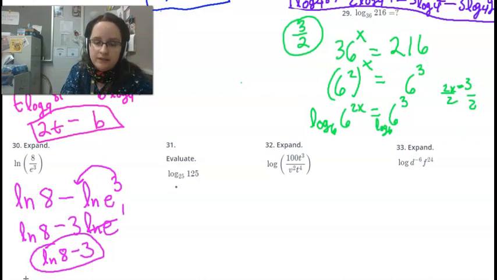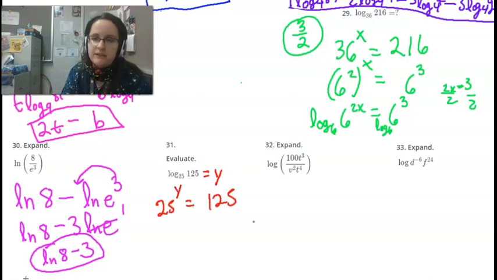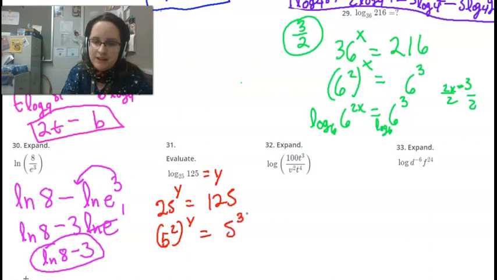Number 31, evaluate log base 25 of 125. It's a lot like number 29. So we could rewrite that. We'll say that this equals y. So that's the same thing as saying 25 to some y power equals 125. These are both multi-powered bases. 25 is a perfect square. 125 is a perfect cube. 25 is the same thing as 5 times 5. 125 is the same thing as 5 times 5 times 5.